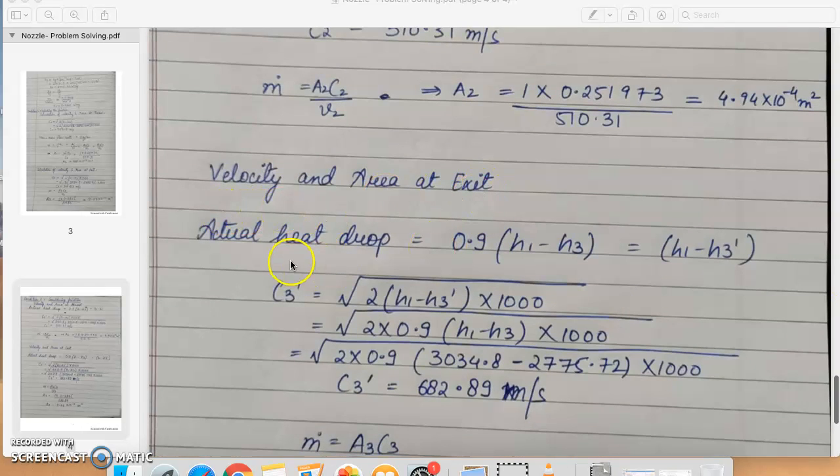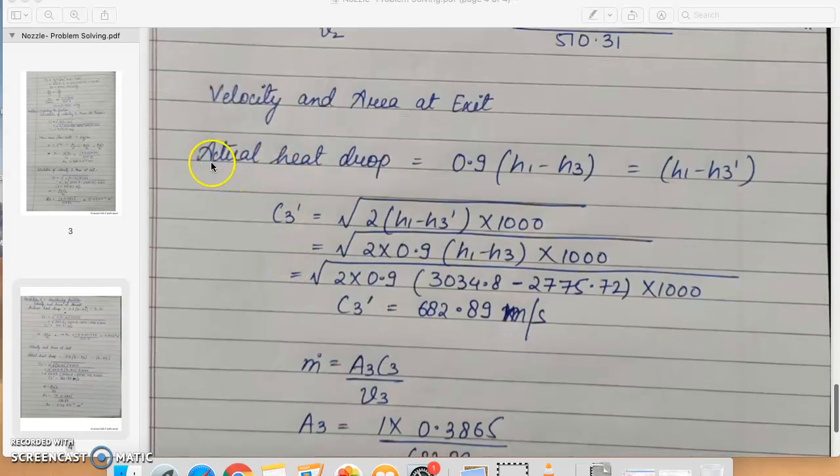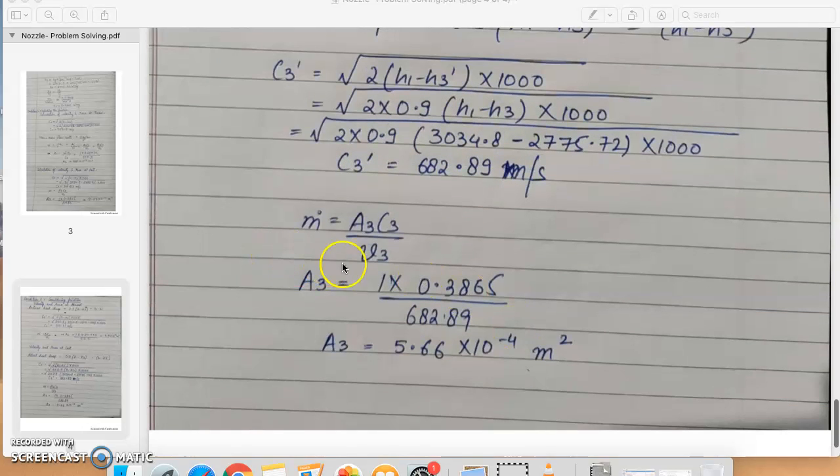So for the exit also we will use a similar way. The actual heat drop will be 0.9 into (H1 minus H3), which will be equal to H1 minus H3 dash, and putting this in the formula for C, it will be C3 dash is equal to this. Now we will obtain C3 dash in a similar fashion, and then for calculating A3, A3 will be 5.66 into 10 to the power minus 4, in the similar way as we have obtained A3.